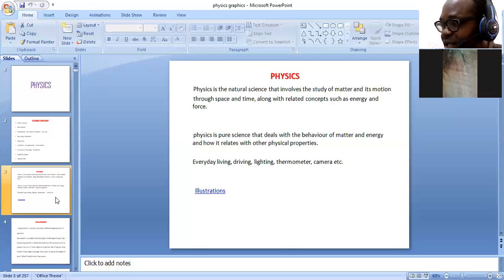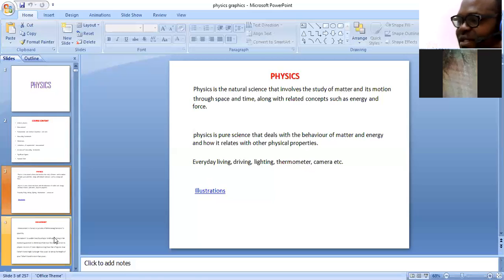Physics is a pure science that deals with the behavior of matter and energy and how it relates with other physical properties. And there are some actions in our everyday life that are actually physics, like driving. When you drive a car, it's much of physics. Lightning, when we are learning physics, we are going to get up to lightning, thermometer, how to use the thermometer, the camera. All these things are examples of physics in life. We're going to be looking at them.